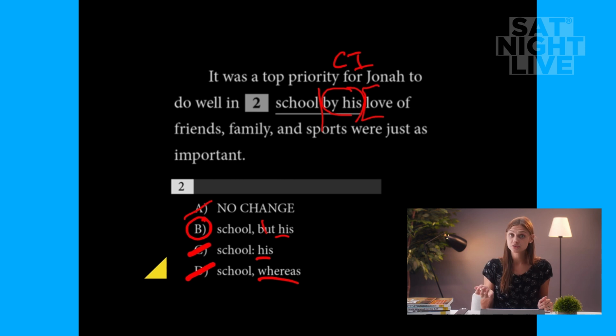So although function-wise, the colon works between the two complete ideas, we need to go a little bit deeper. So some of the questions are trickier. And remember, there's no order of difficulty on the writing and language section on the SAT. So this is a number 2. It could be the hardest question on the entire test. We can't say. The only section that does have an order of difficulty on the SAT is the math section.